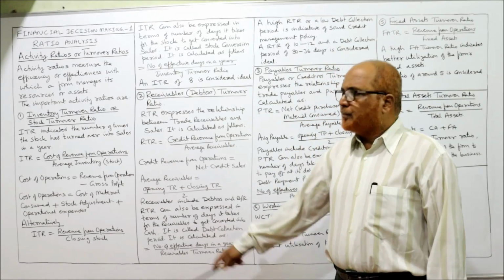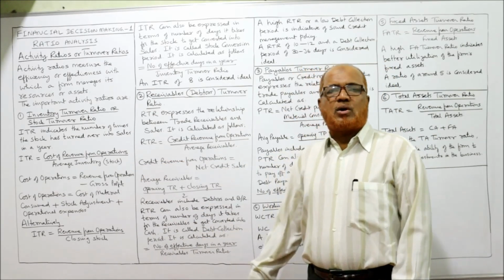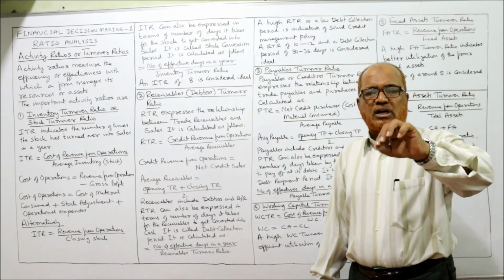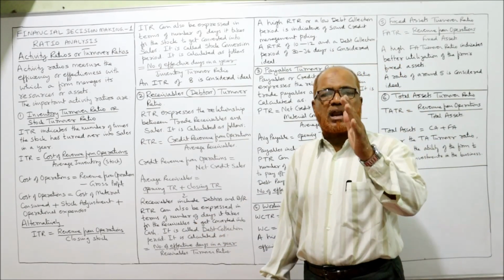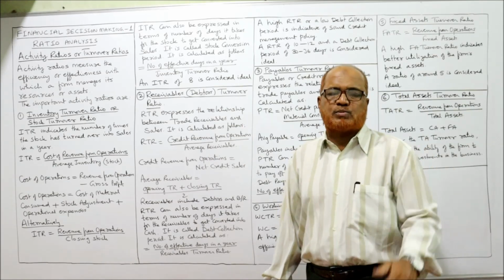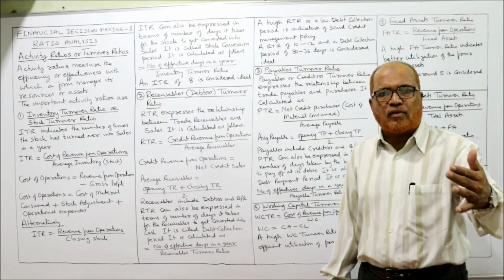So again I repeat, inventory turnover ratio is equal to cost of revenue from operations divided by average inventory. And cost of revenue from operations means revenue from operations minus gross profit, or one more formula is there.